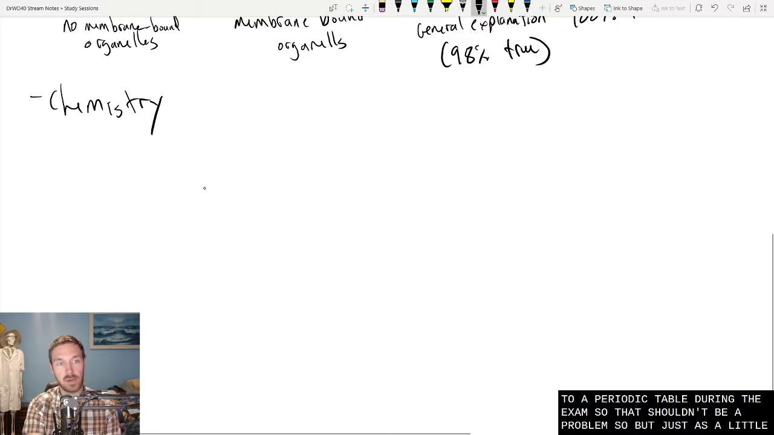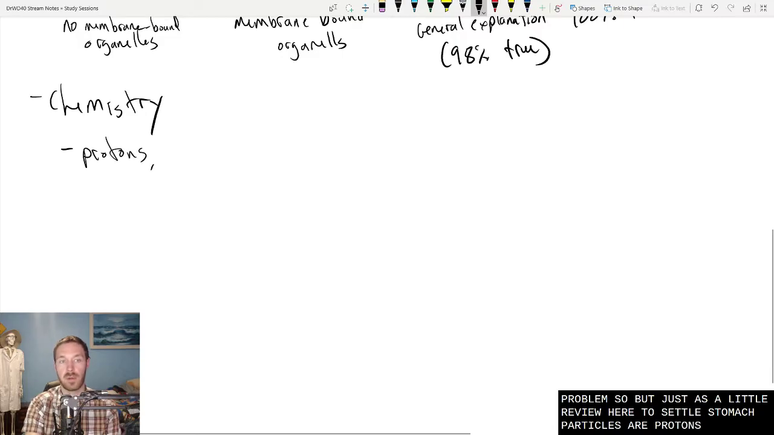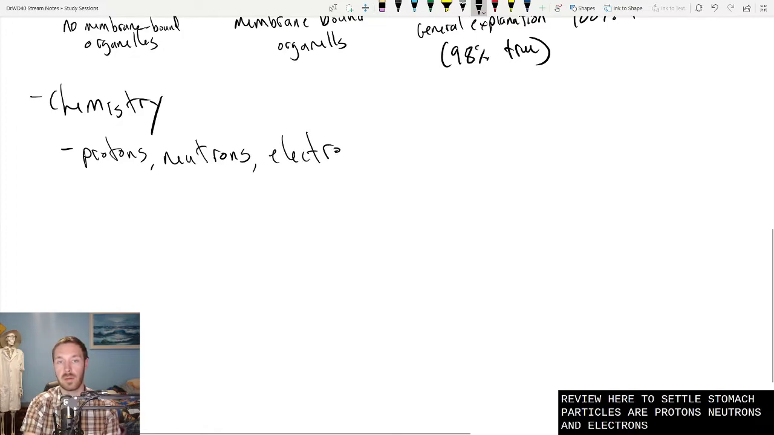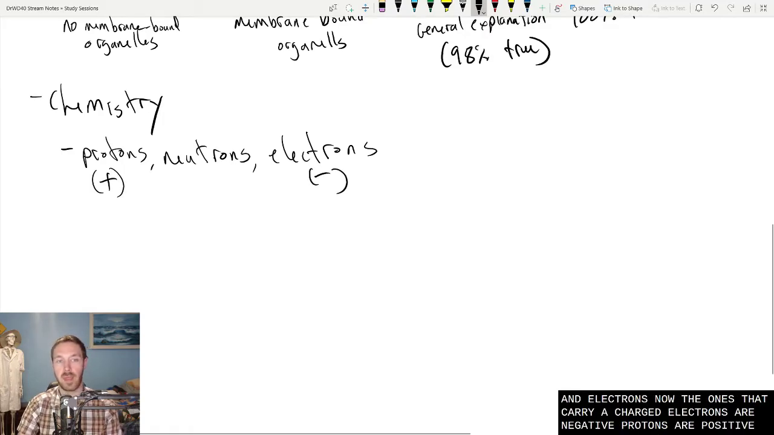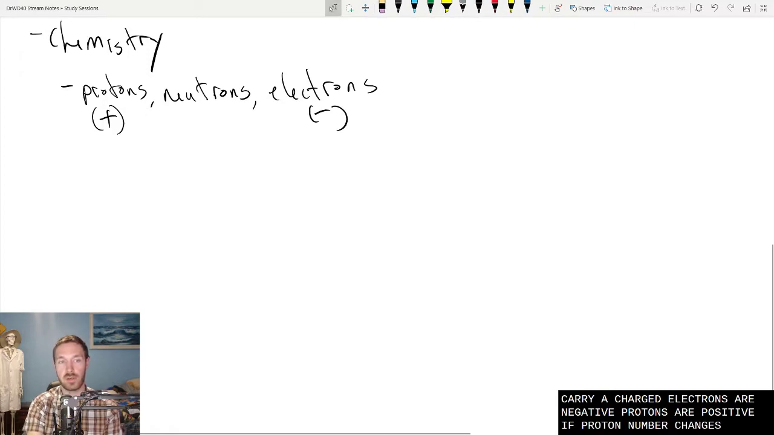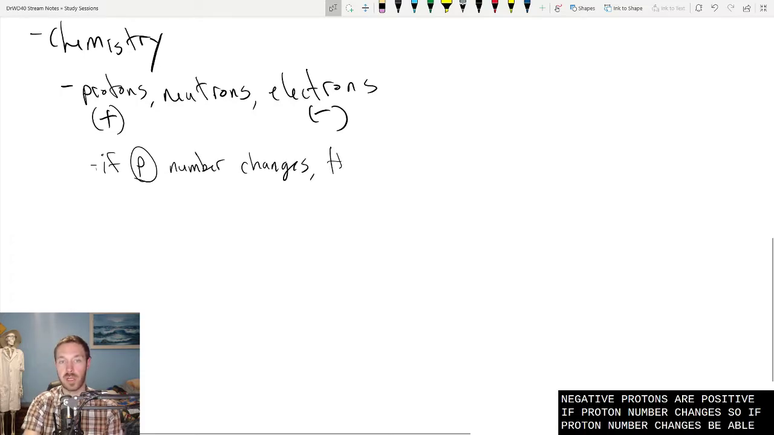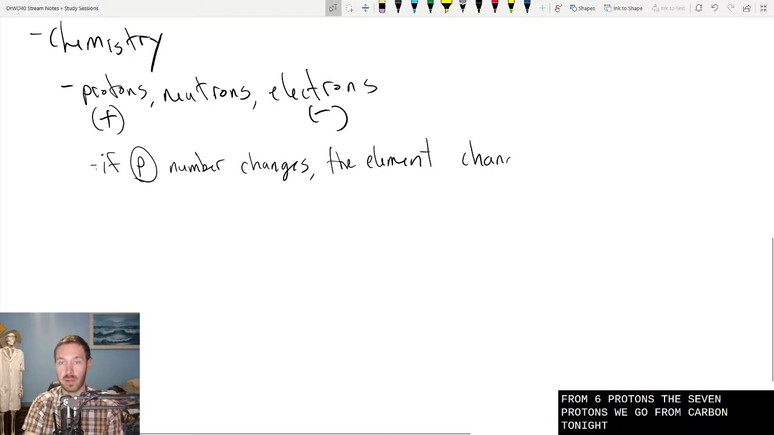But just as a little review here, the subatomic particles are protons, neutrons, and electrons. Now, the ones that carry a charge: electrons are negative, protons are positive. If proton number changes, the element changes. So if we go from 6 protons to 7 protons, we go from carbon to nitrogen.